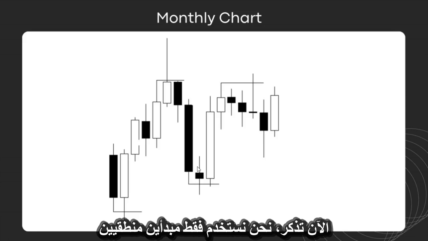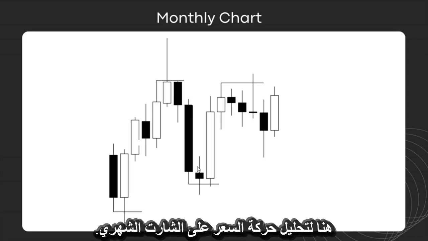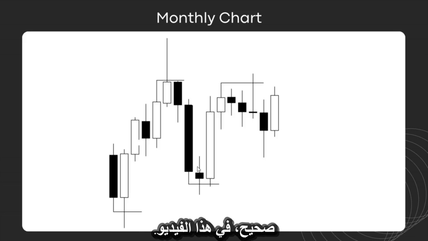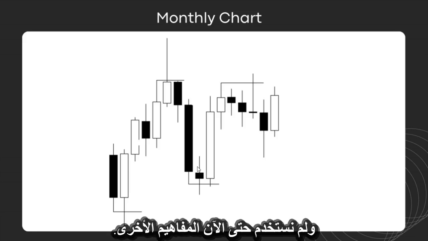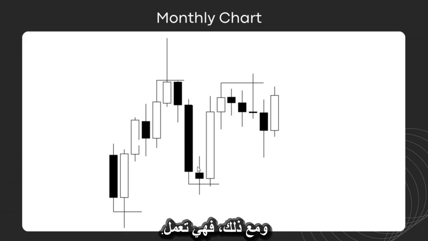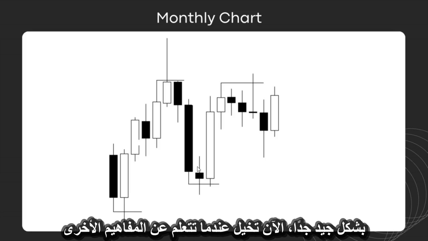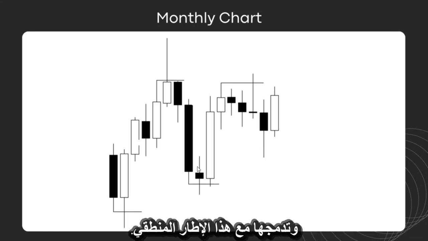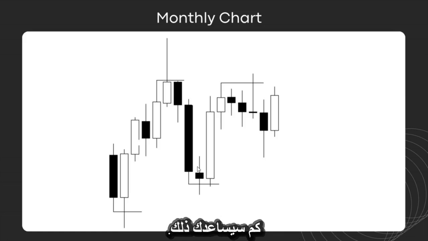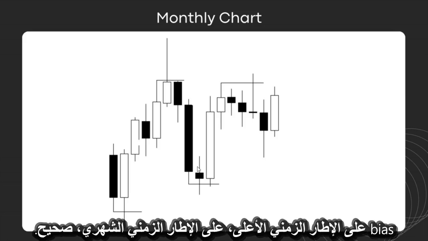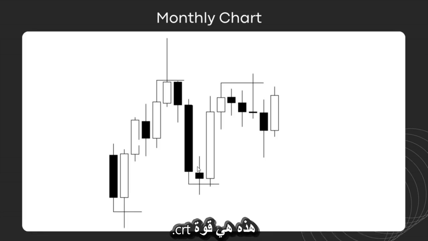Now remember, we are using only 2 logical principles right here to analyze the price action on the monthly chart in this video, and we haven't even used the other concepts yet, and still it works so well. Now imagine when you learn about the other concepts and integrate them with this logical framework. Imagine how much it will assist you in finding a directional bias on the higher time frame, on the monthly time frame, right? That's the power of CRT and a logical framework.